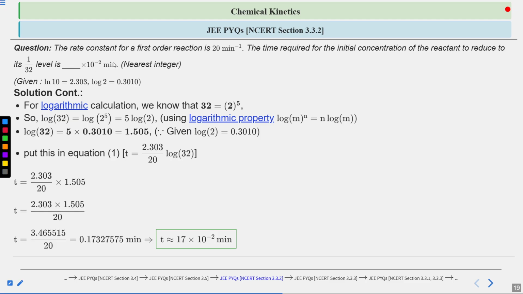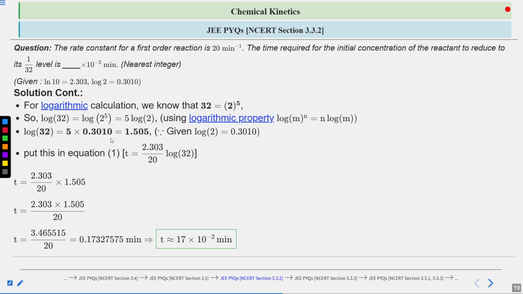Okay, so remember, here in the question it is already mentioned that you have to identify the time dash multiplied by 10 to the power minus 2 minutes. So the answer will be whatever you are going to fill in this dash. And it is already mentioned that you have to tell your answer in the nearest integer form. So if your answer is coming as 0.17327575, let's say, you can write it in this form, something multiplied by 10 to the power minus 2, and that is going to be 17 multiplied by 10 to the power minus 2. So your correct answer is going to be 17.